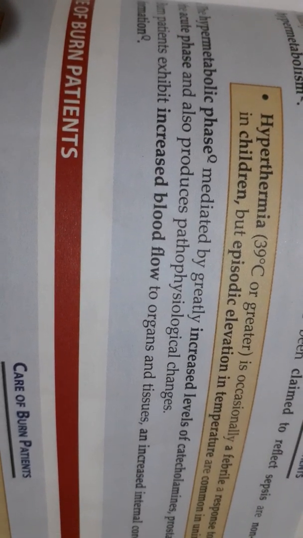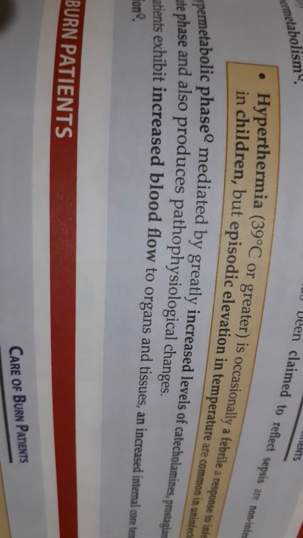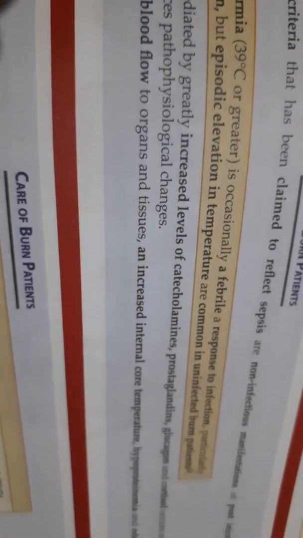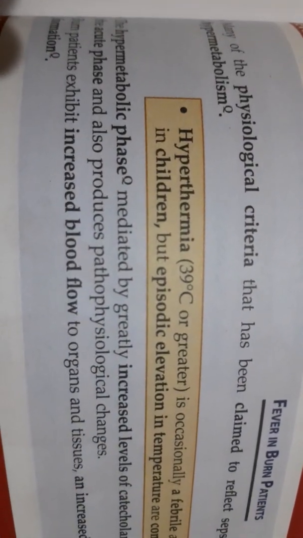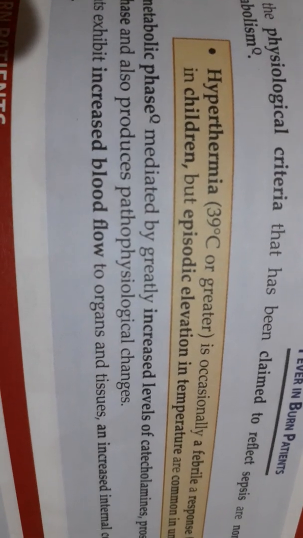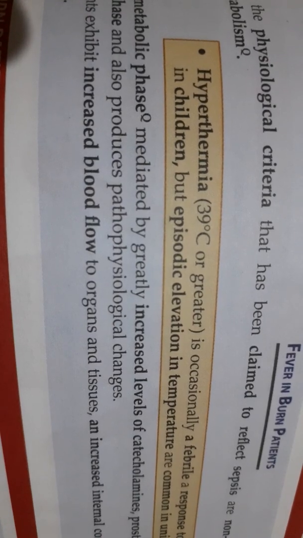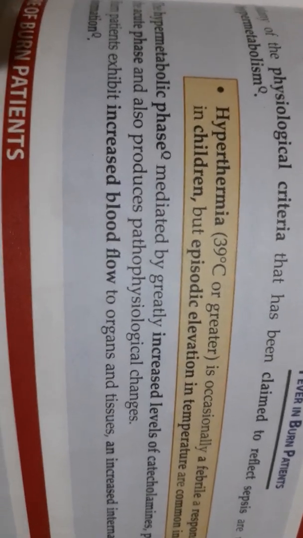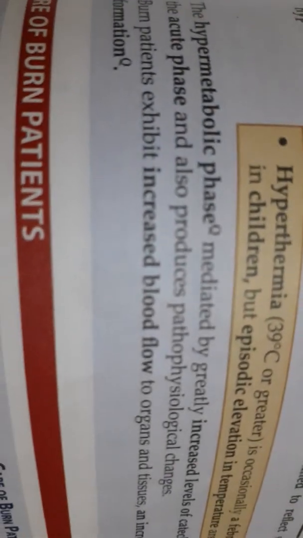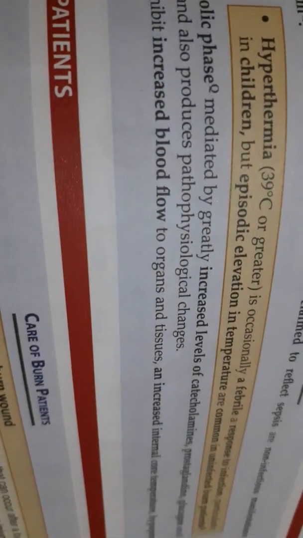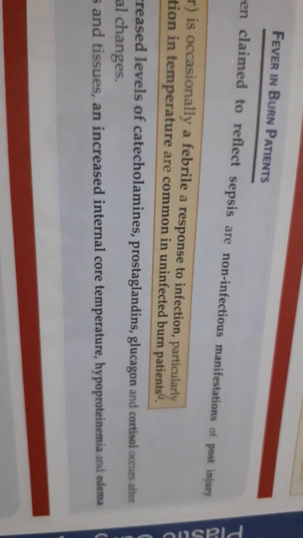The hypermetabolic phase, mediated by greatly increased levels of catecholamines, prostaglandin, glucagon, and cortisol, occurs after the acute phase and also produces pathophysiological changes. Burn patients exhibit increased blood flow to organs and tissues, increased internal core temperature, hyperproteinemia, and edema formation.